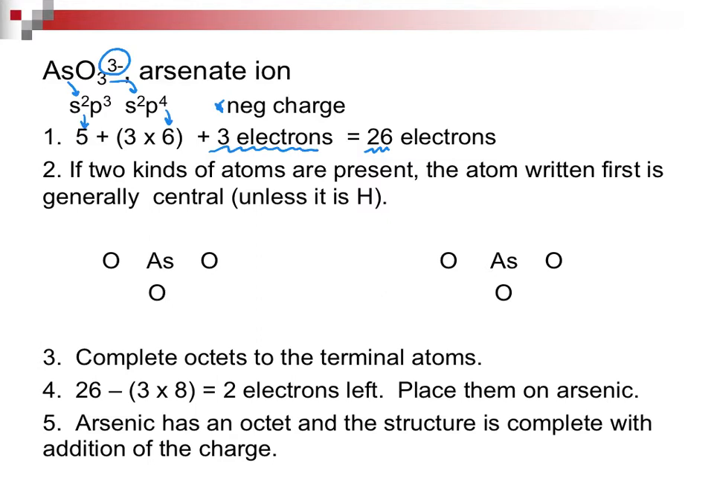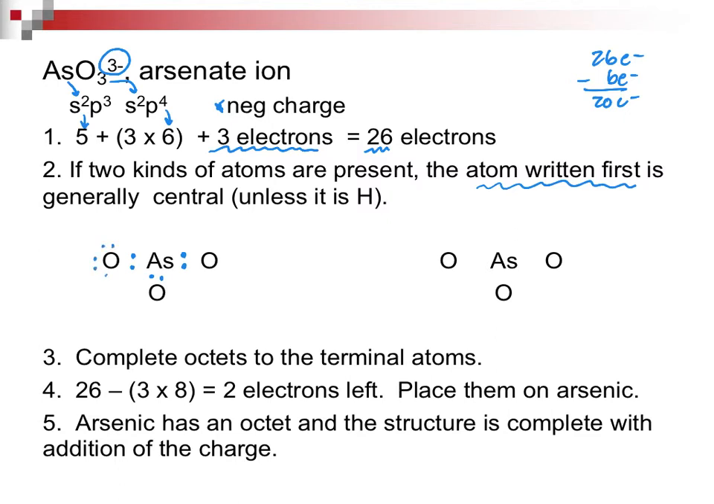Now, a question students will ask is, how do I know what the central atom is? Well, the atom that is written first is the central atom, and that is arsenic. I'm going to put 2 electrons between the arsenic central atom and the oxygen terminal atom. We started with 26 electrons. We've just used 6 electrons. We have 20 electrons left. I'm going to place those around the terminal atoms.